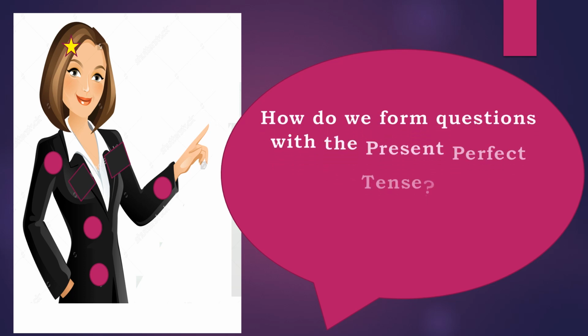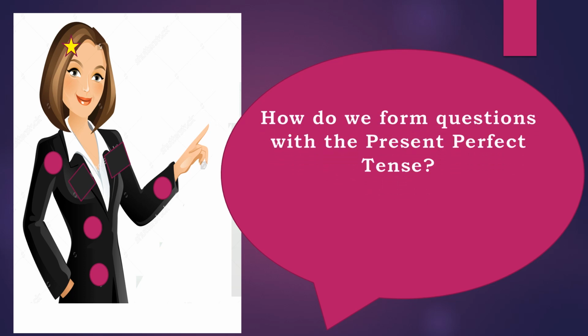Next is, how do we form the question with the present perfect tense? If we look at our example here, it says, where has she been? So we just put has before the subject she, and this helps us to form the question. So here, instead of saying she has been, we can say has she been.